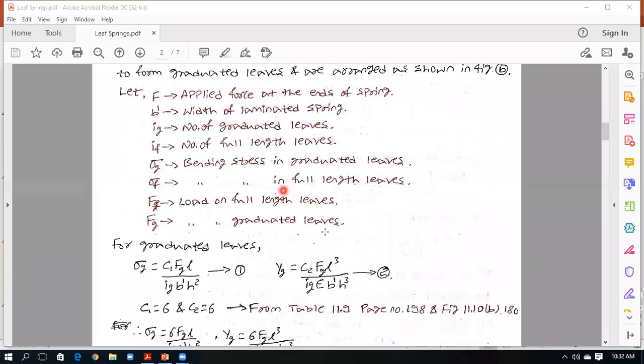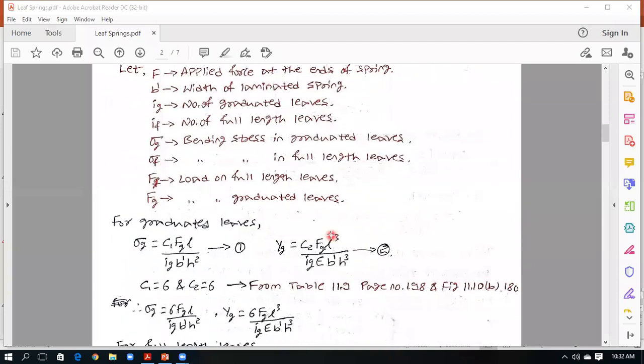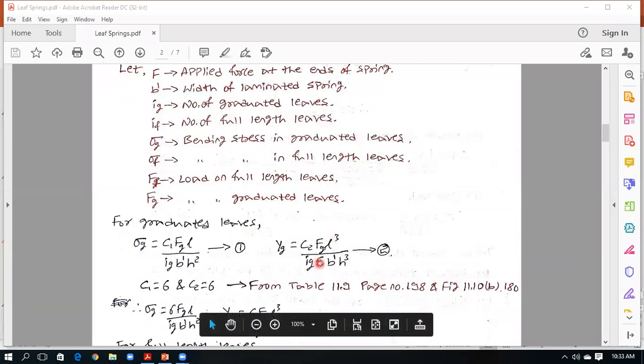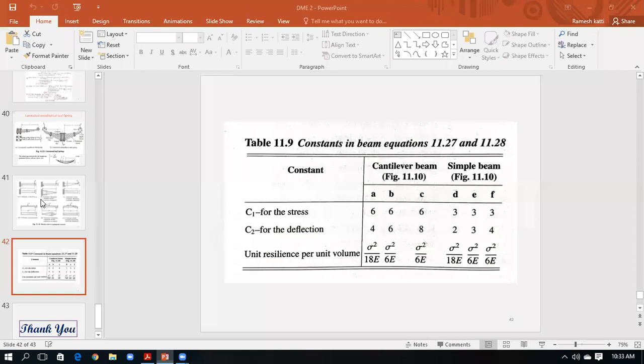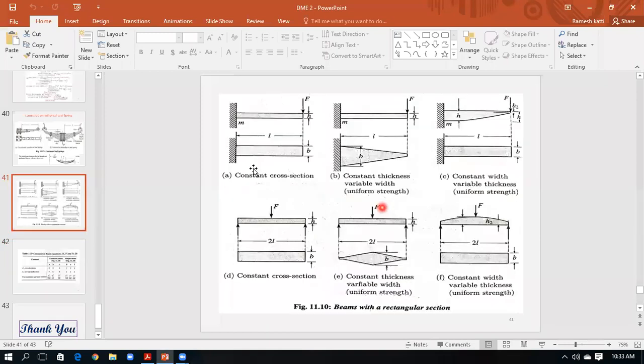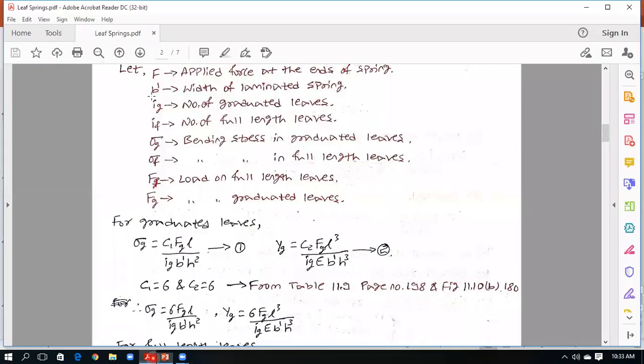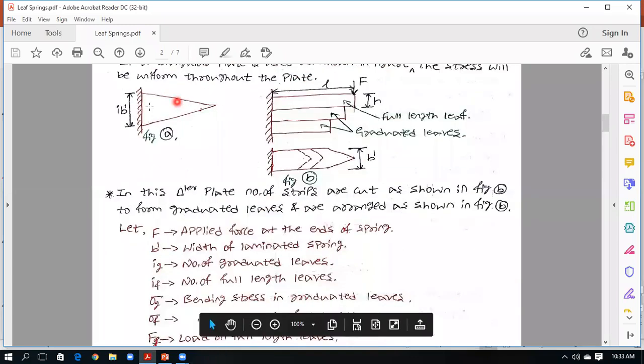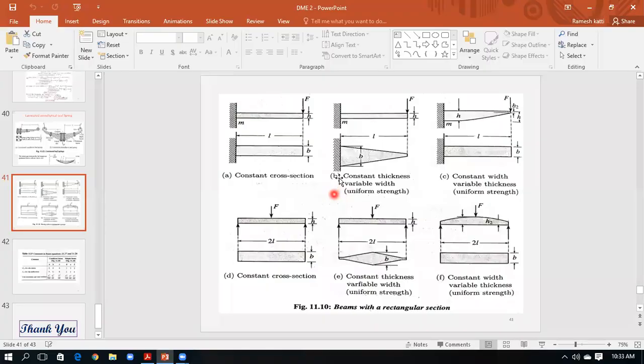Cantilever. Now you have to see the figure number, figure 180, page number 180, and the table you have to refer. Here you can see that the previous case had a constant cross section, and a cantilever beam was there. In this case it is a cantilever beam where the thickness is constant, whereas the width is varying. If the width is varying, you have to select figure B.